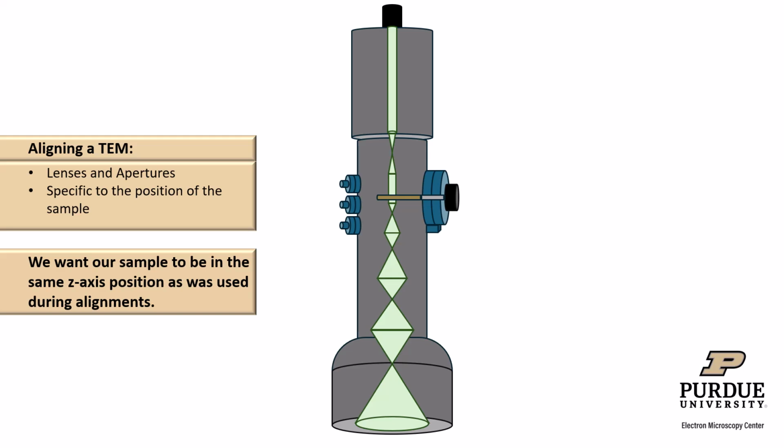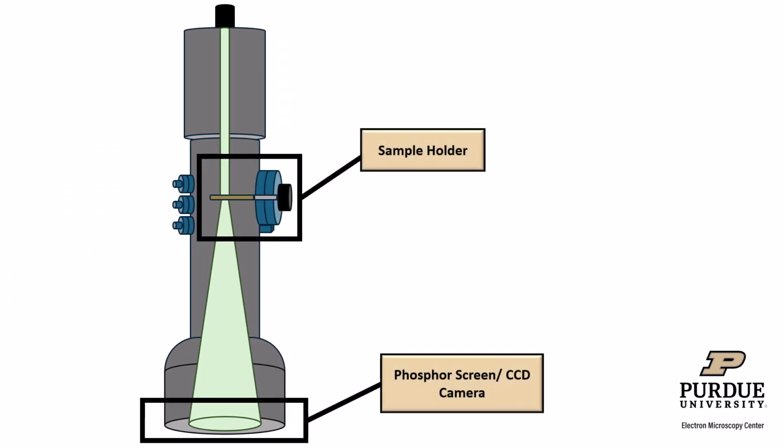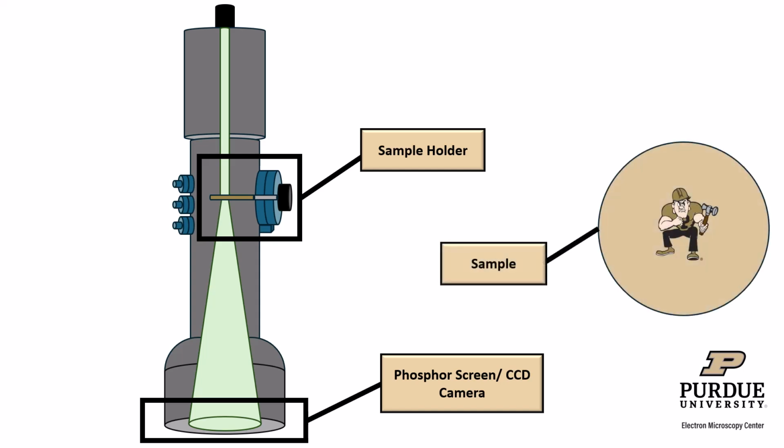Now, to make the diagram simpler moving forward, we're going to approximate the shape of the electron beam to be a cone shape, and we will focus only on the sample holder and the phosphor screen or the CCD camera. For our sample, we're going to use Purdue Pete.